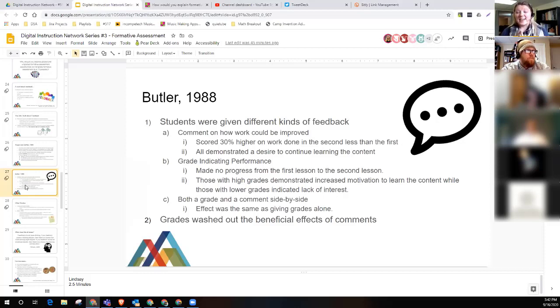And students that got a high grade didn't feel the need to read the comments. And students that got a low grade didn't want to read the comments. So grades completely washed out the benefit of comments. And so what this says to me is that we have some teachers that spend a whole lot of their very valuable time crafting excellent feedback. And then when it's paired with a score or a letter grade, all of that time that they put into that is quite possibly wasted.